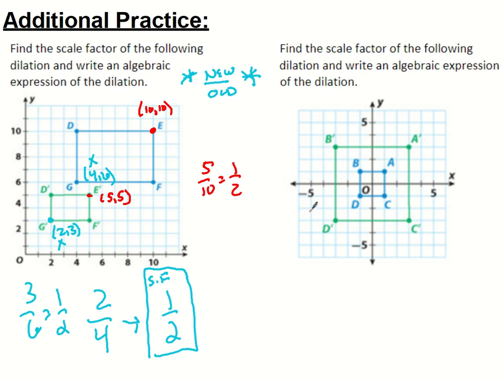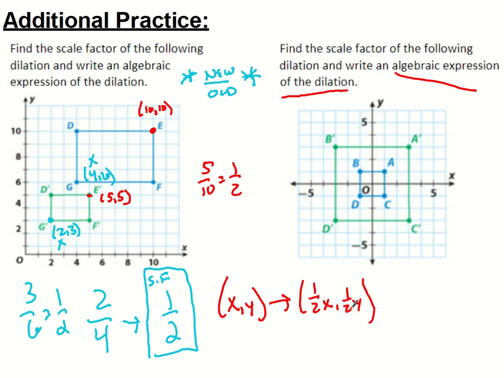So try it on your own. Try this one. Find the scale factor and then write an algebraic expression of the dilation. For this one, let me show you an example of how I would have written the algebraic expression for this one. I would write x, y. My scale factor is 1/2, so that'd be 1/2 x, 1/2 y.